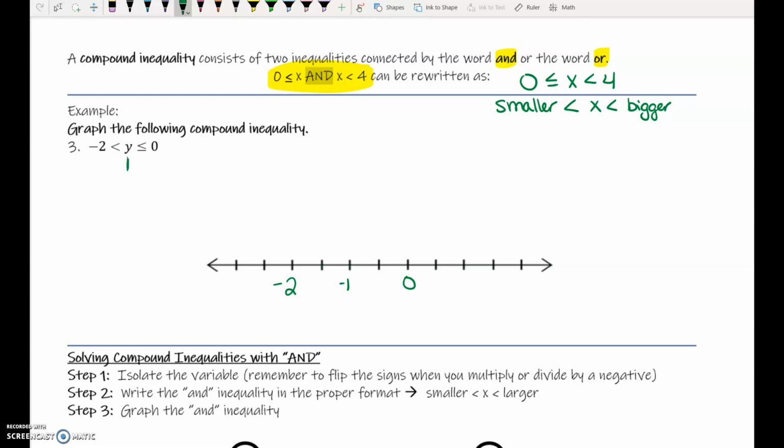Okay, y is the shaded stuff. -2 is our first boundary, and that one has a plain less than. So this less than symbol is going to tell us open circle. The less than or equal to is going to give us a closed circle. So open circle at -2, closed circle at 0, and y is in the middle, so we shade in the middle.